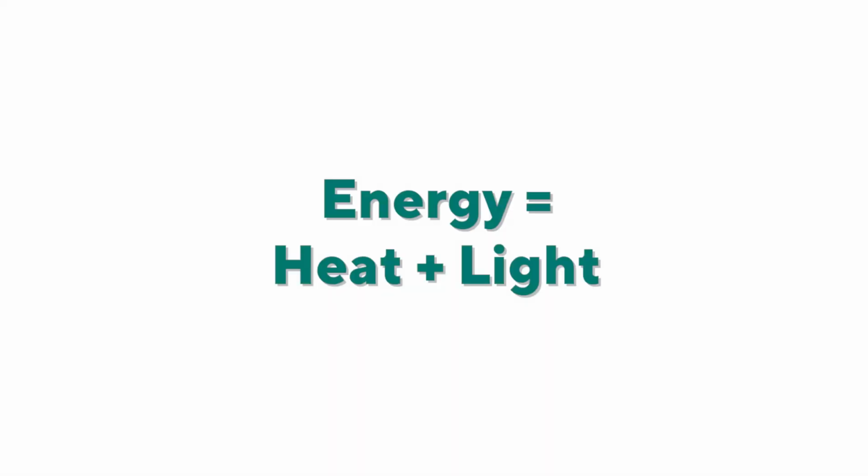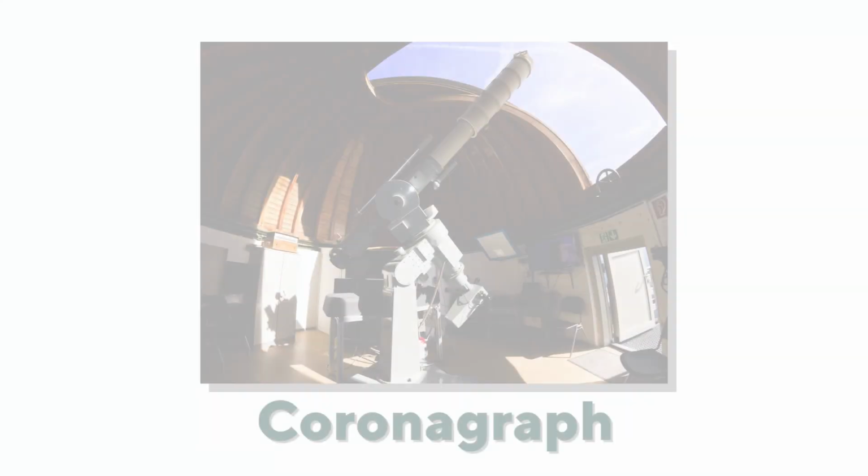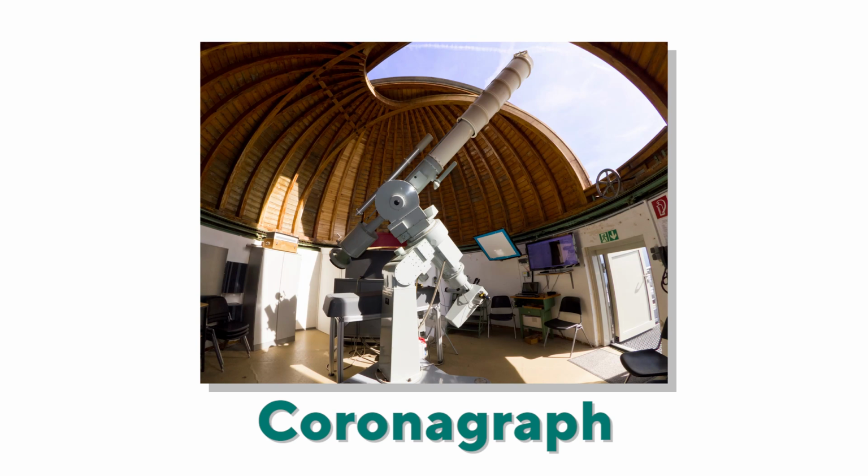The sun is the ultimate source of energy. It gives us heat and light. So, if there is no sun, you have no life on Earth. What is this? This is a coronagraph. Not coronavirus, coronagraph. This is the instrument that scientists use to study the sun. How cool to study the sun.